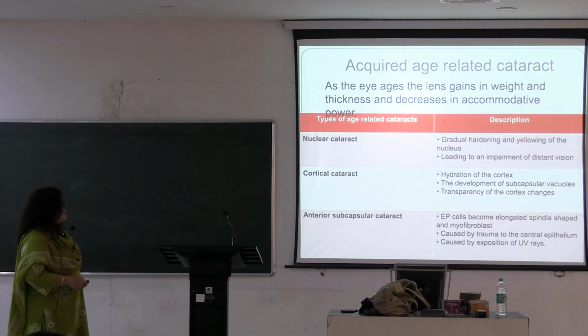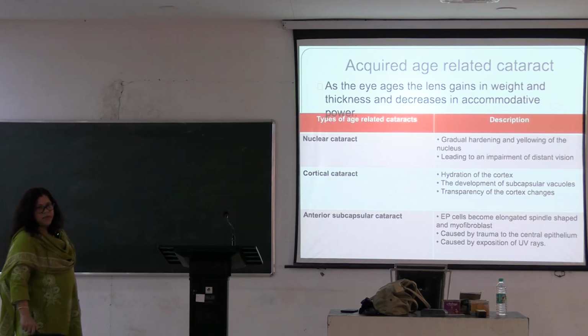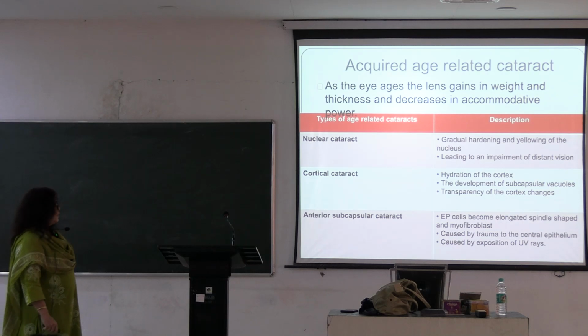Nuclear cataract gradually hardens, with yellowish color changes occurring in the nucleus, leading to impairment of distant vision. And cortical cataract is hydration of the cortex, and it develops subcapsular vacuoles, and the transparency of the cortex is changed, and the cortex changes from transparent to opaque, that is called cortical cataract.